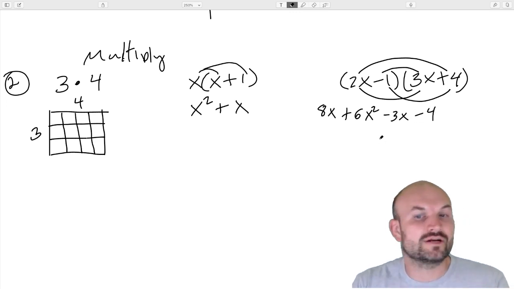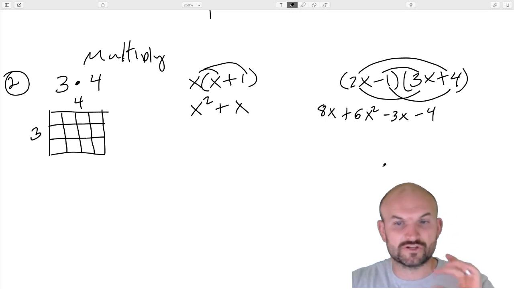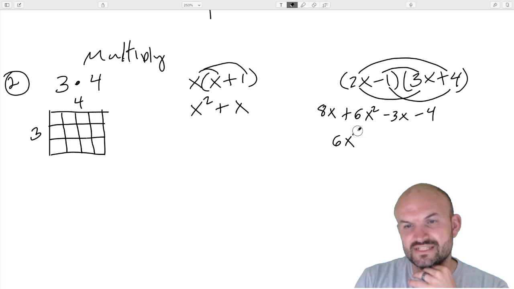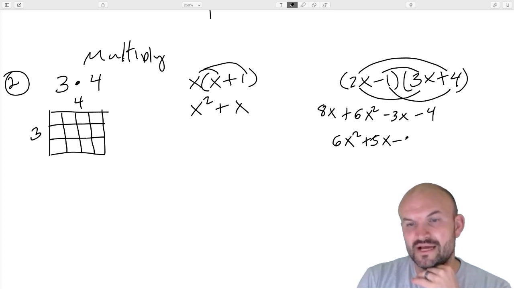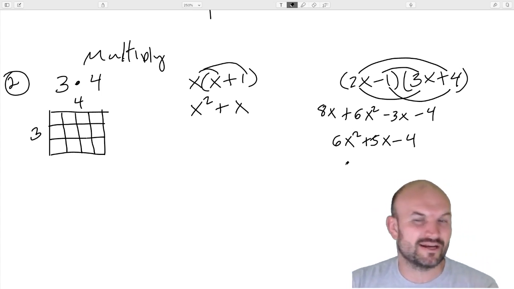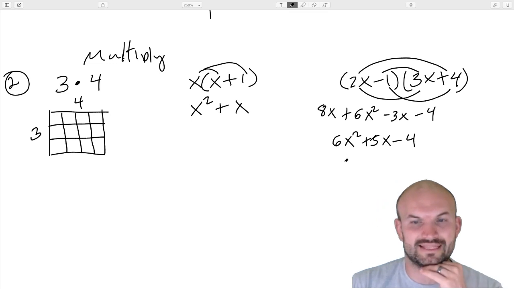Okay, now we're going to write this in standard form where we have our highest degree listed first and then go down in descending order. So we have 6x squared. 8x minus 3x is going to be a positive 5x, minus 4. And I didn't really do that as well as I would like to. But again, it doesn't really matter if they're not in order. You can just put them in order at the end.